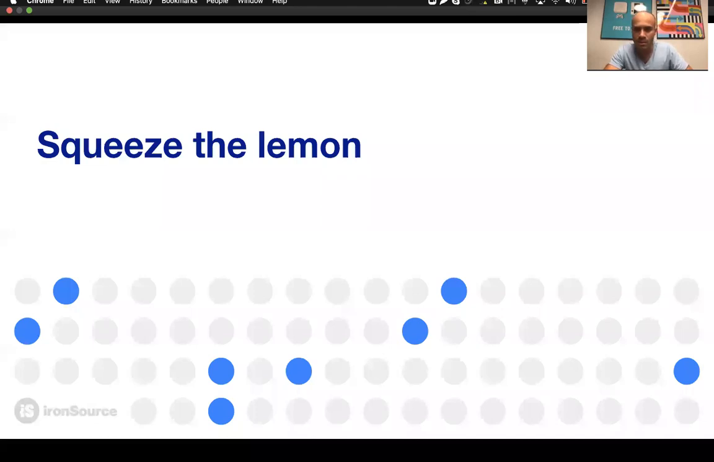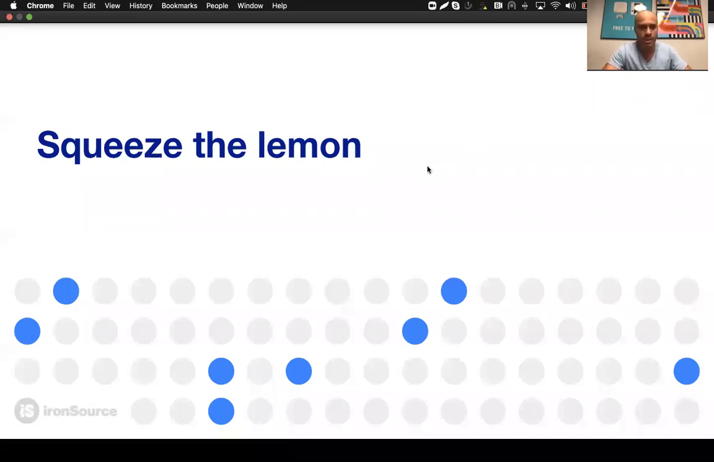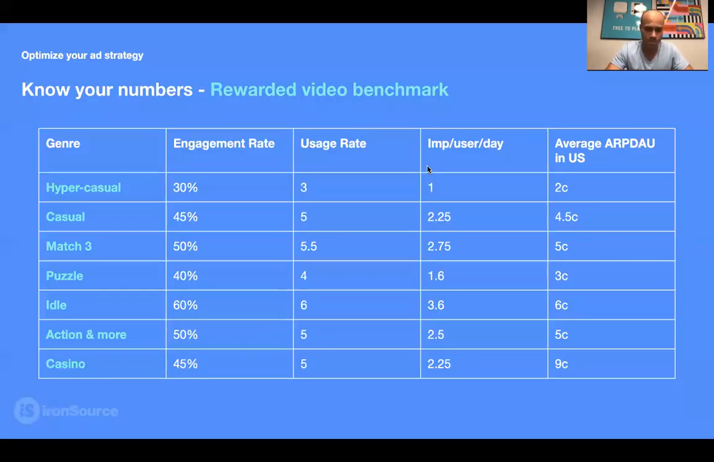We're getting into the final part, squeezing the lemon. First of all, it's important to know your benchmark, and this is what I mentioned in the beginning of the session. Every genre has a different benchmark for engagement rate, for usage rate, for impressions per user per day. So you need to know what you can achieve and to make sure that you are comparing yourself to the right benchmark according to your game and genre.